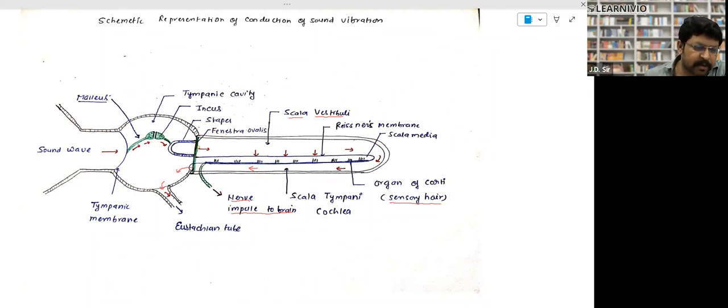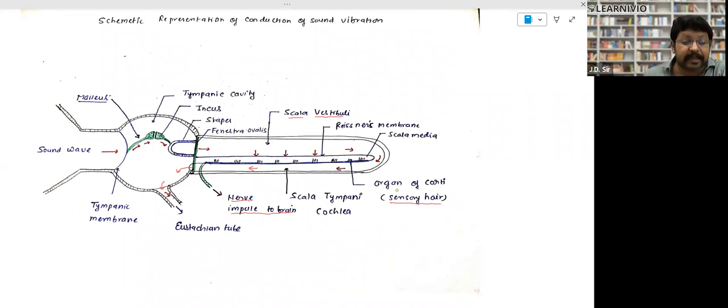It's the cochlear part. Then the vibration will go to this pipe called scala vestibuli. Scala vestibuli has a membrane, this lower membrane. I have made the arrow. This membrane is called the resonance membrane. The resonance membrane will vibrate. Below the resonance membrane, there is another pipeline called scala media. This scala media will receive these vibrations. Scala media has small hair-like structures. They are called organ of Corti.